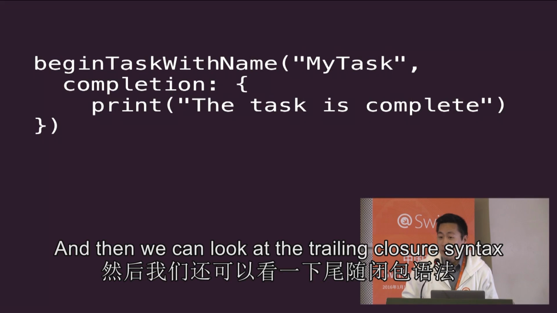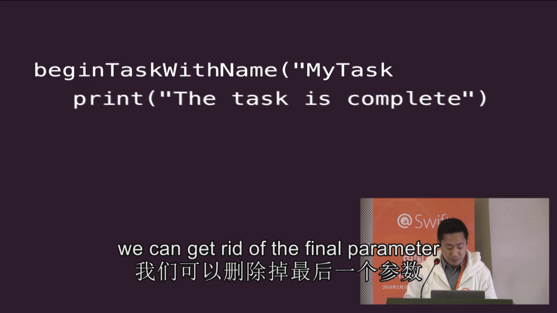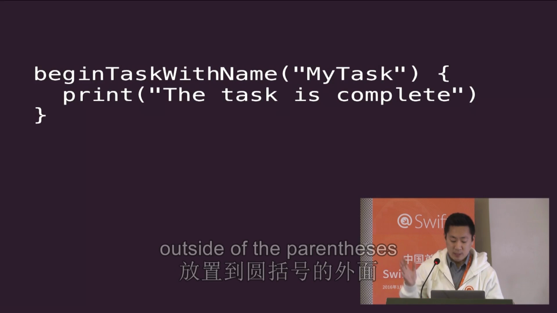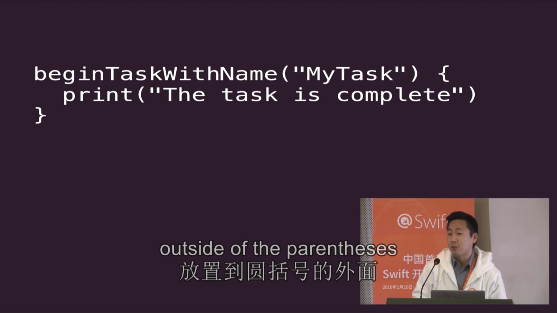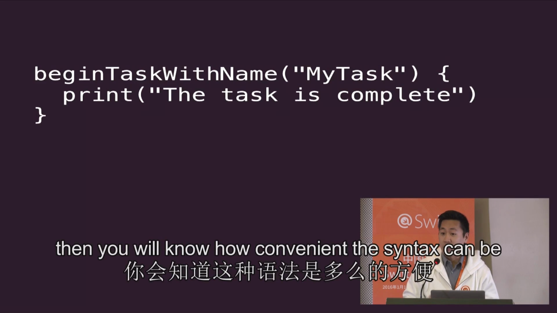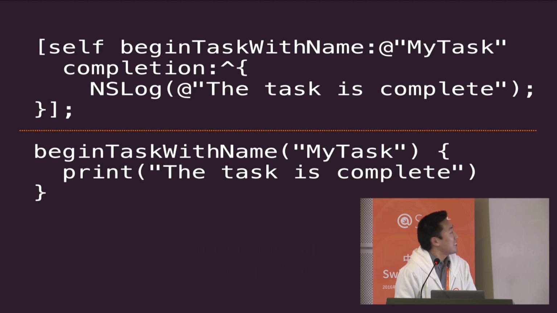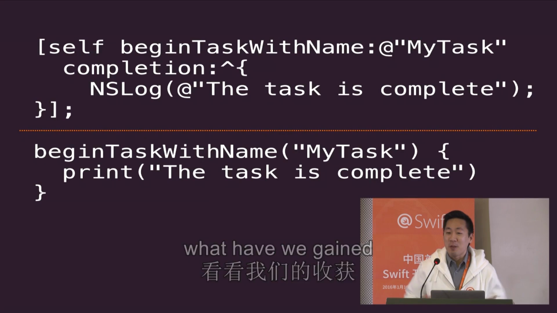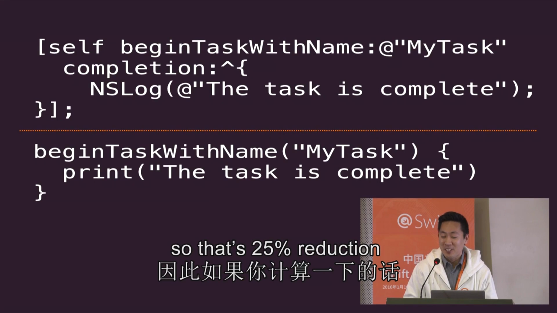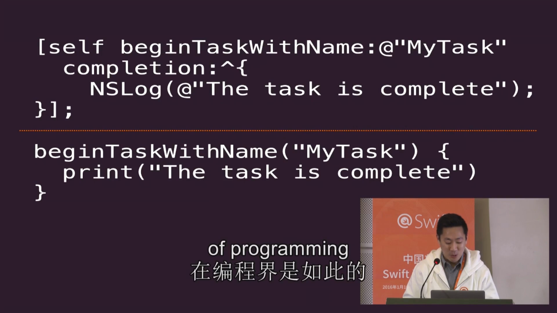And then we can look at trailing closure syntax. Because the closure is the last parameter for this method call, we can get rid of the final parameter and put the braces for the closure outside of the parentheses. So if you've used the collection type methods like map and filter that we already saw, then you know how convenient this syntax can be. So here it is side by side. What have we gained? We went from 83 characters to 61 characters, so it's about a 25% reduction if you're counting. And as Chris said, deleting code is always the most fun part, I think, of programming.